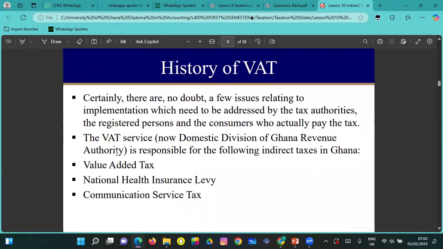So certainly, there are no doubts a few issues relating to implementation which need to be addressed by the tax authorities, the registered persons, and the customers who actually pay the tax. VAT Service, now known as the Domestic Division of Ghana Revenue Authority, is responsible for the following indirect taxes in Ghana. They are responsible for value added tax, the National Health Insurance Levy, and also communication service tax.